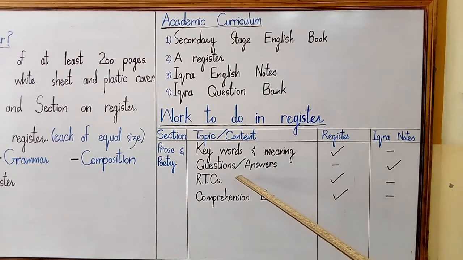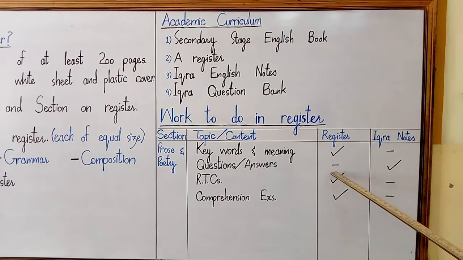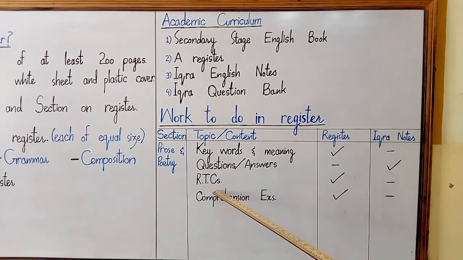While question answers of each chapter are already given in Iqra notes, so you don't have to do them in your register. Reference to context are not given in Iqra notes, you have to do in your register. And all the comprehension exercises of each chapter, either there is prose or poetry, you have to do in your register. That's not given in Iqra notes.